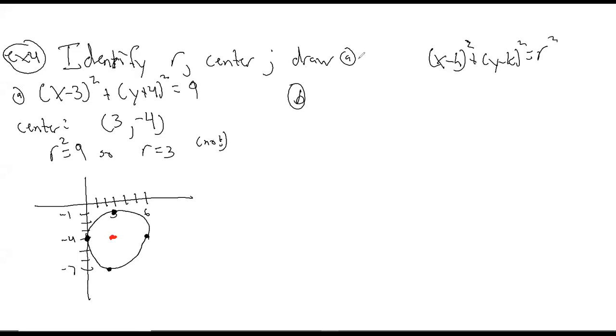We'll have time to draw A and B. We'll do both. So for B, let's give you the equation x plus 5 squared, then plus y minus 1 squared equals 36. Hold on. I just did the same thing twice. There we go. Sorry about that.